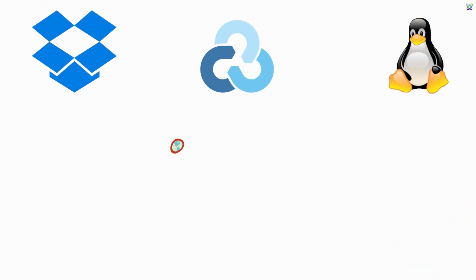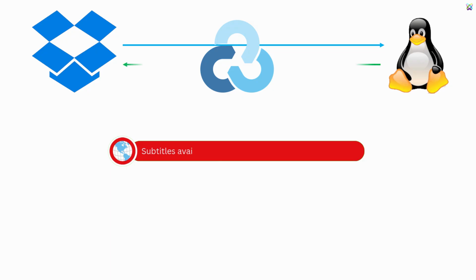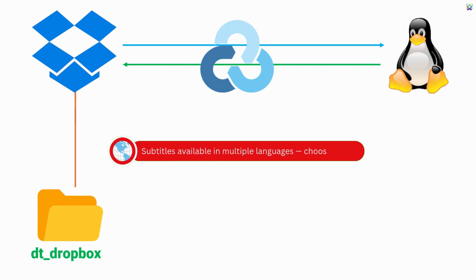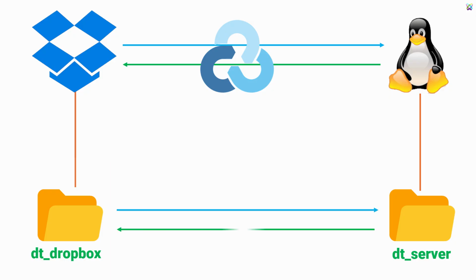In this video, I'll show you how to configure Rclone with another very popular cloud storage service, Dropbox. We'll connect Dropbox to a Linux server, mount the Dropbox folder on the server, and test the two-way data synchronization process in a clear and practical way.